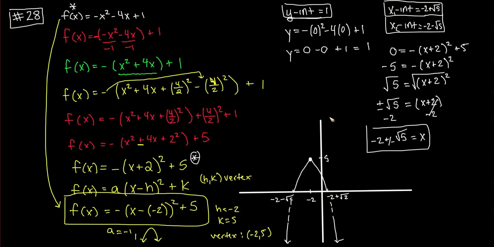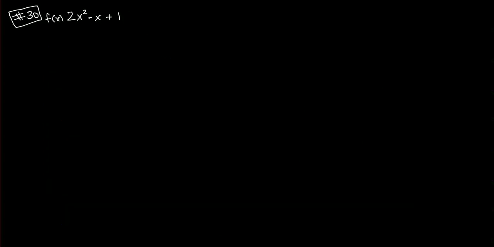Alright, and this guy is your y-intercept, that's 0, 1. I could have drawn it a little bit better, but it's alright. This is -2, 5, and that's the vertex. Alright, so the next one. I didn't put the equal signs there. Very good.